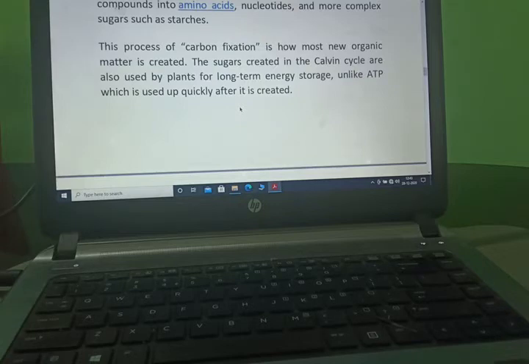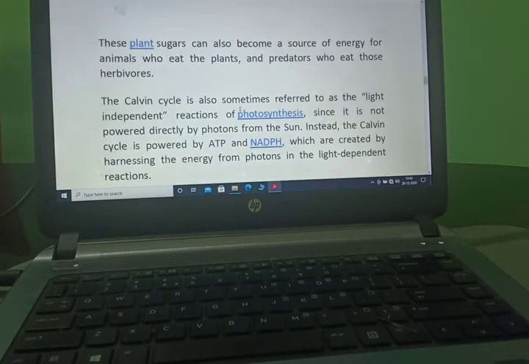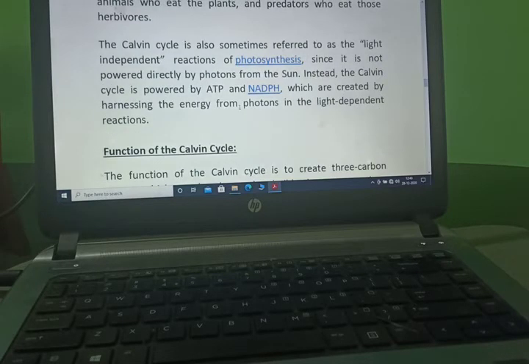The sugars created in the Calvin cycle are also used by plants for long-term energy storage, unlike ATP, which is used quickly after it is created. The plant sugars can also become a source of energy for animals who eat the plants, and predators who eat those herbivores. The Calvin cycle is also sometimes referred to as the light independent reaction of photosynthesis, since it is not powered directly by photons from the sun.